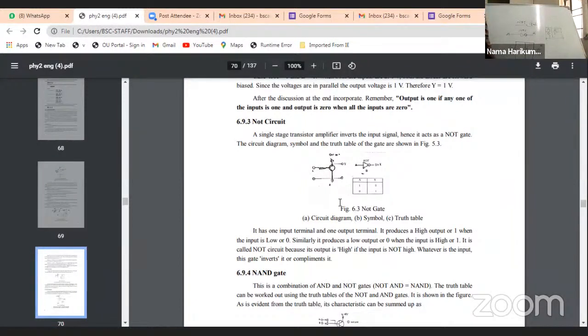So what is that process? When the fuse is damaged, the bulb does not glow. So the value of our input is one and the output is zero. The output is zero. So input values are always opposite to the output values.